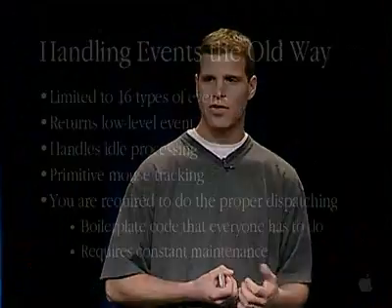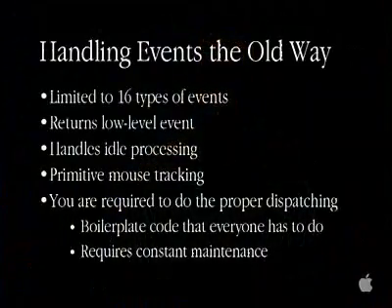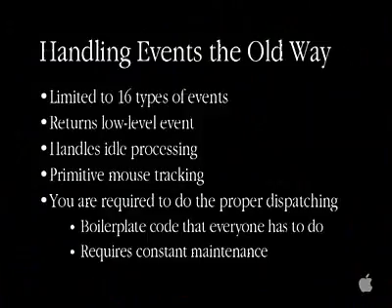So what's the problem with handling events the old way? What's wrong with it? Well, it's limited to 16 types of events, simply because wait next event's event mask is a 16-bit integer. Since it only returns 16 types of events, it gives you the low-level event, like a mouse down has occurred, a keyboard down has occurred. It doesn't have a full, rich sense of events, like actions that have happened.